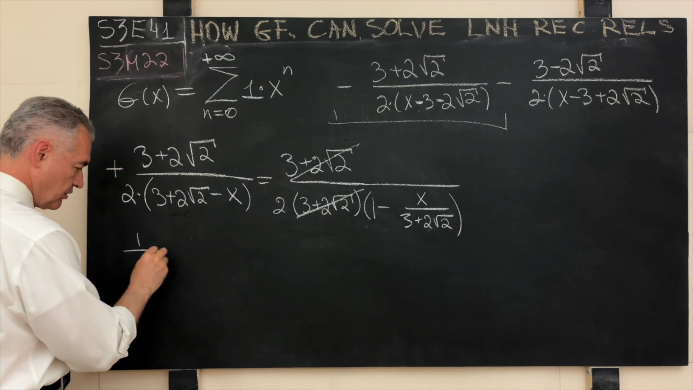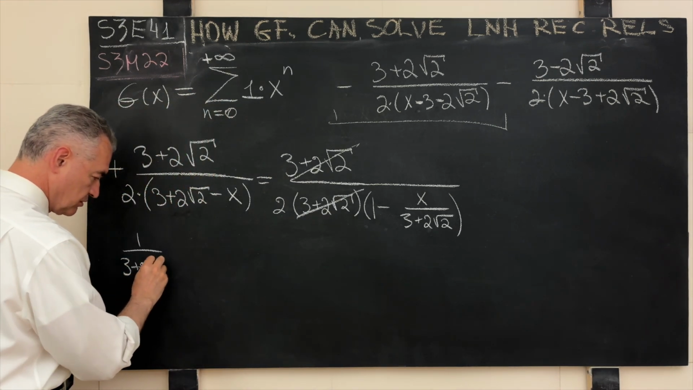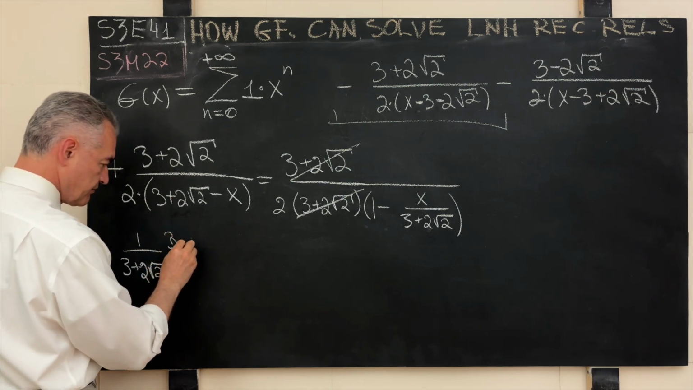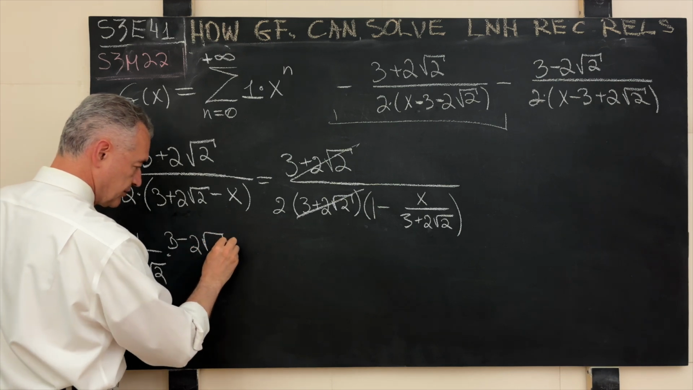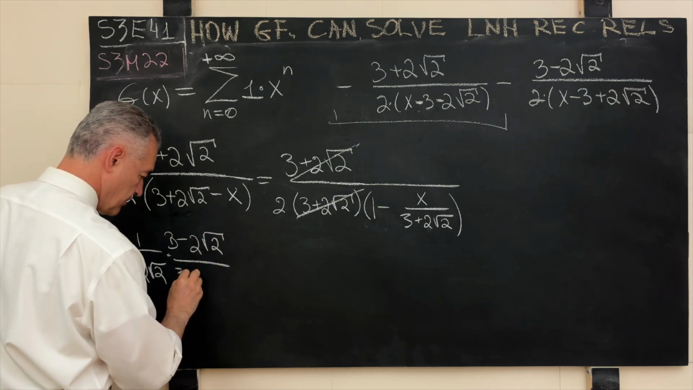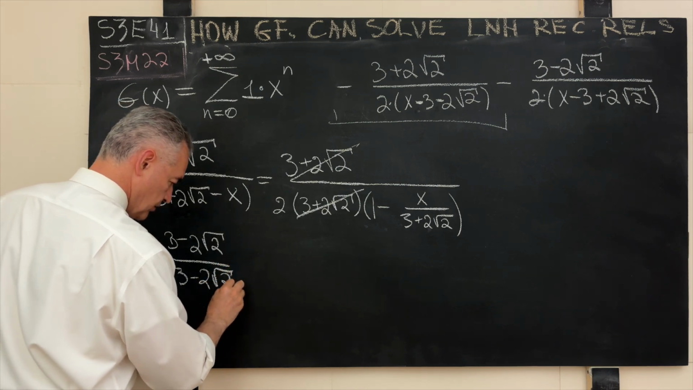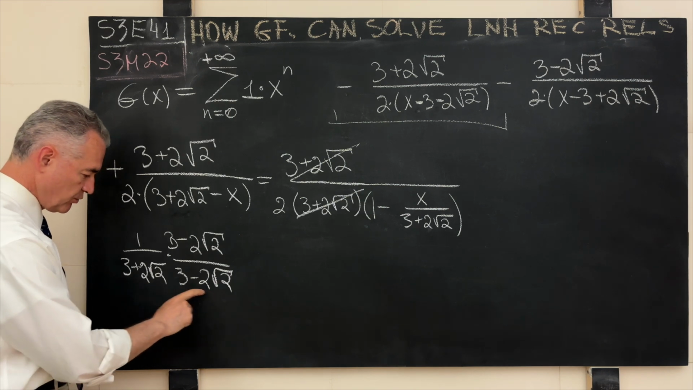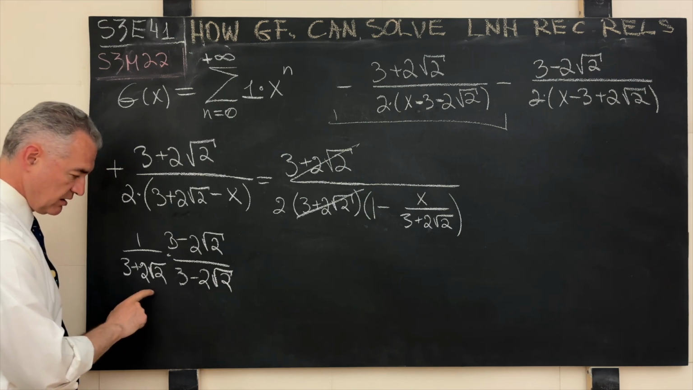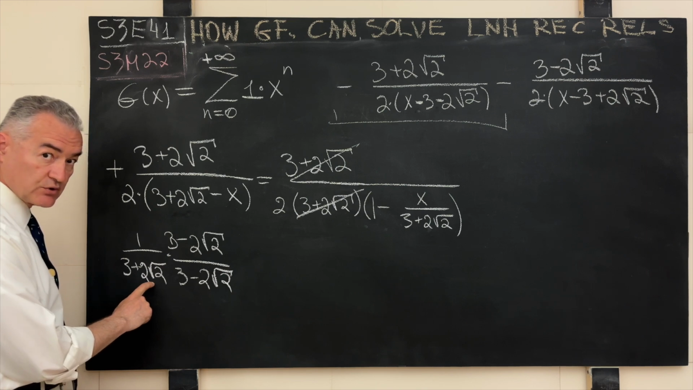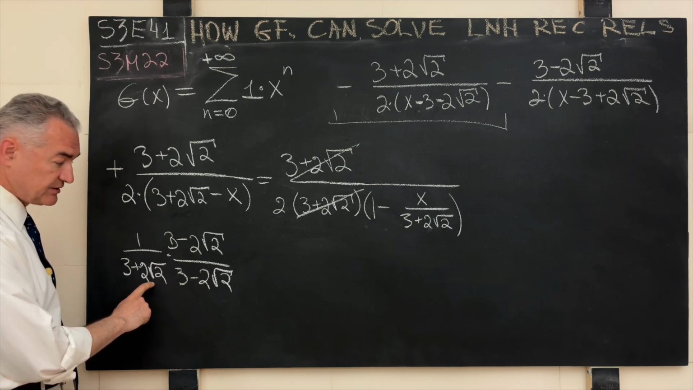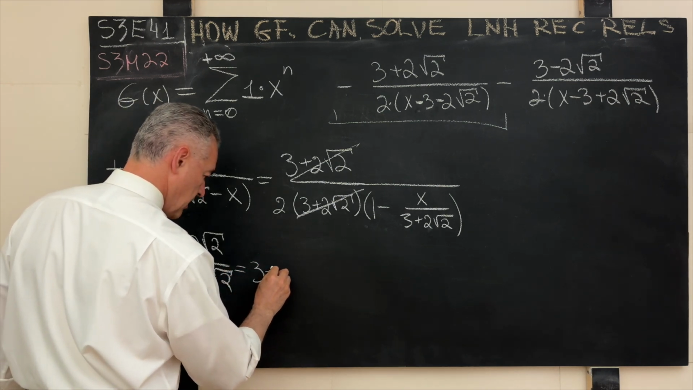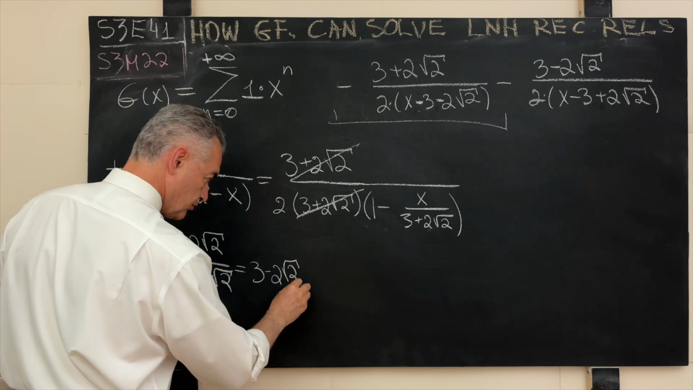The reciprocal of 3 plus 2 square roots of 2 is clearly what? We multiply this by 3 minus 2 square roots of 2 and divide by 3 minus 2 square roots of 2. A plus b times a minus b is a squared minus b squared. A squared is 3 squared, 9. This guy squared is what? 4 times 2 is 8. 9 minus 8 is 1. So this whole thing collapses into 1. And this becomes 3 minus 2 square roots of 2.